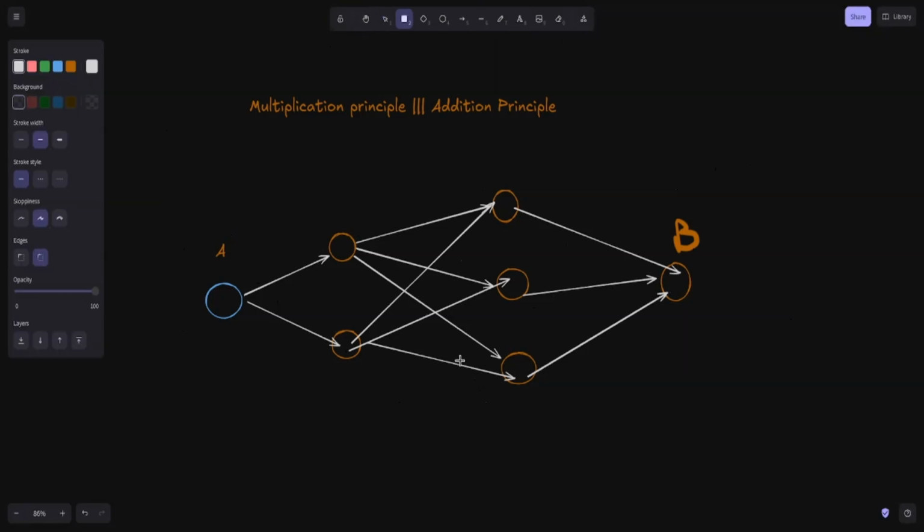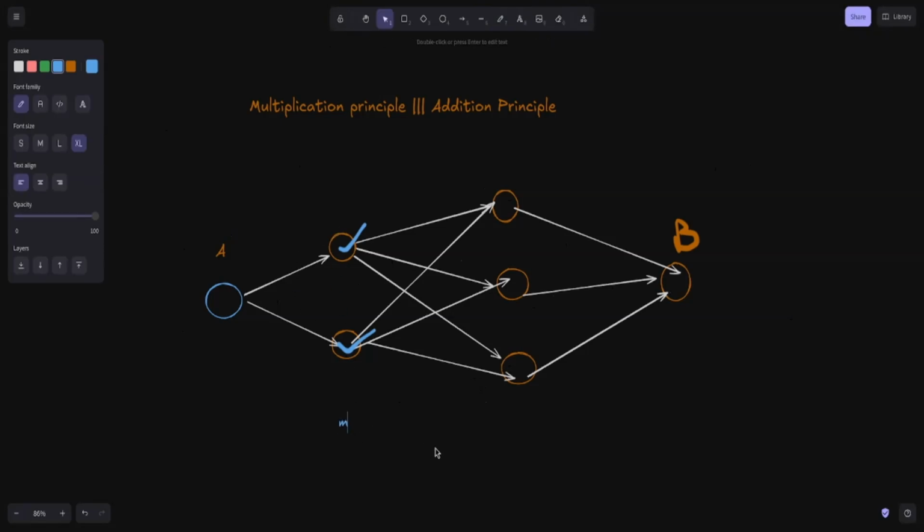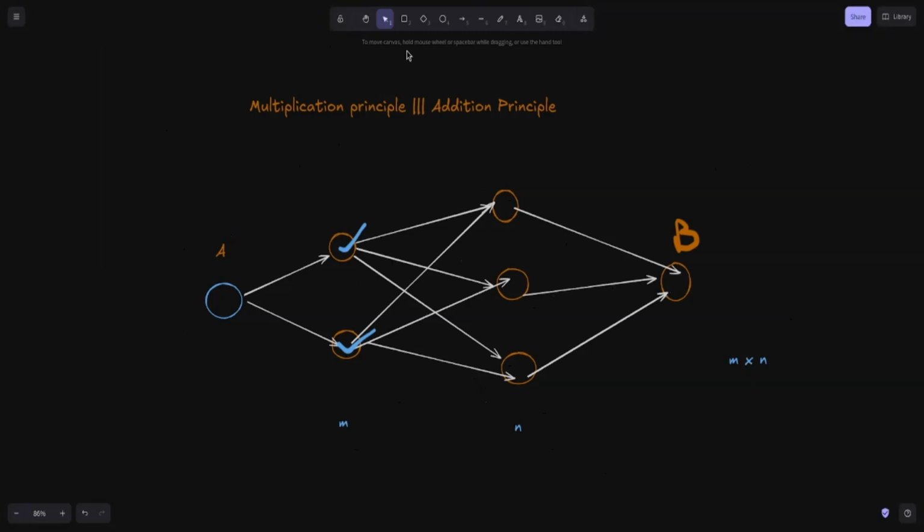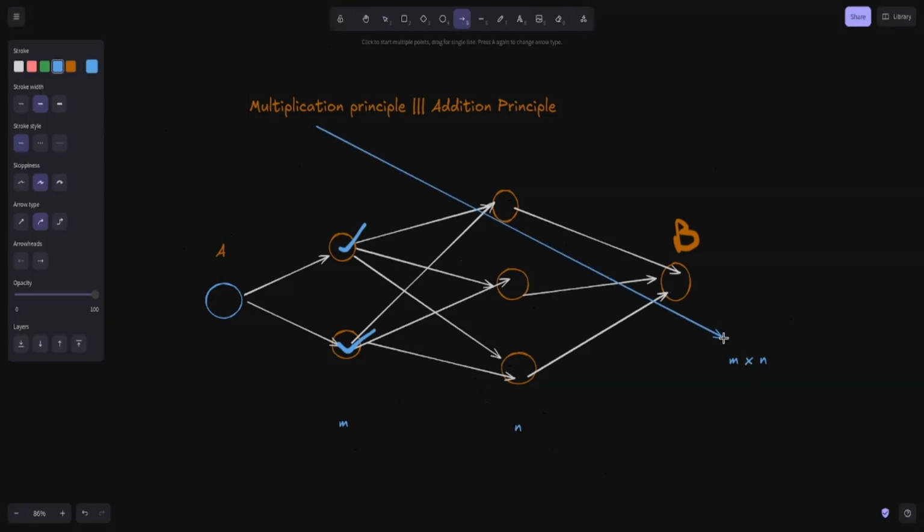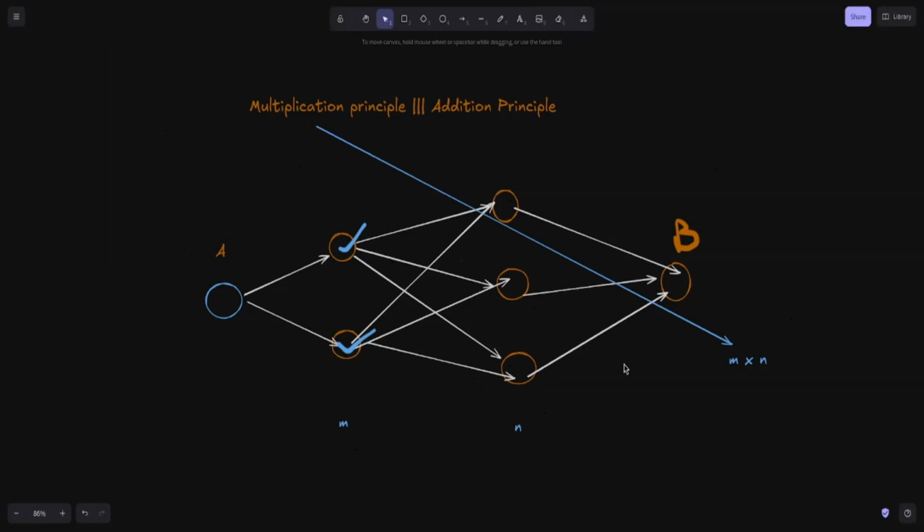If you notice something, from A to B, whenever we are going, from the inner points, for one of these there are 3, from one of these are 3. So if there were m values of this, and n values of this, how many ways are there in total? There will be m into n ways. So what are we doing here? We are basically doing the multiplicative principle here.